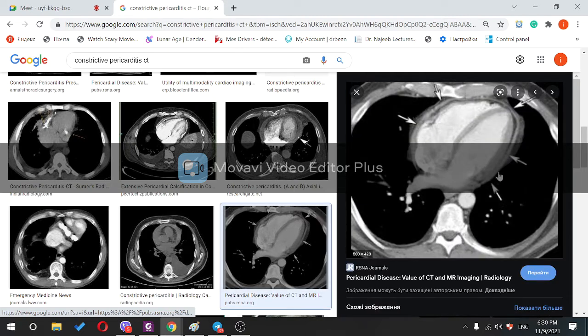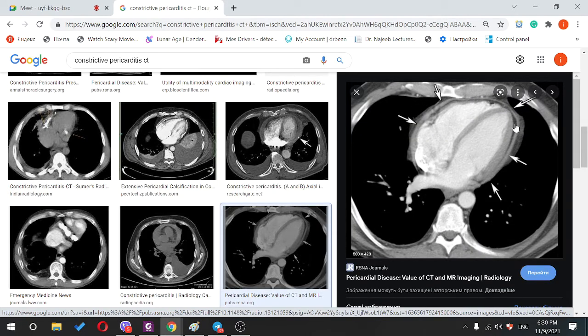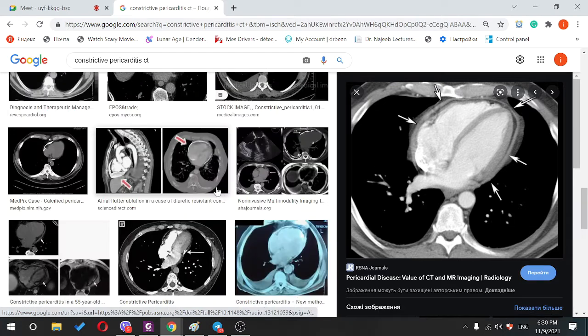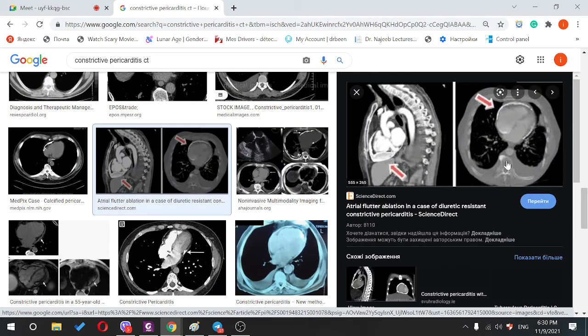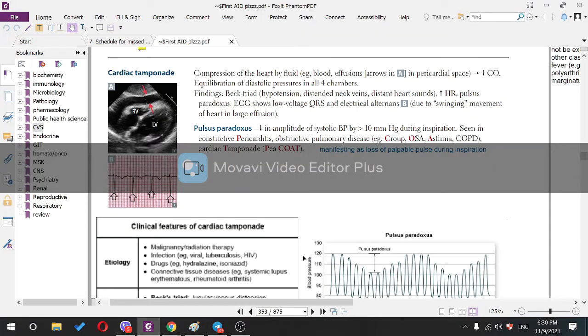Well, one more. Yes, you can see here constrictive pericarditis, and there is even a little bit of fluid here, guys. This is like pericardial effusion. Also, you can see here the calcification.